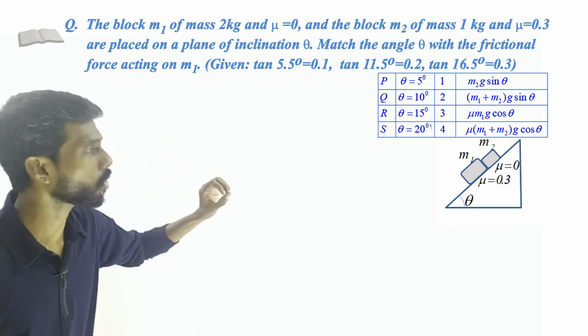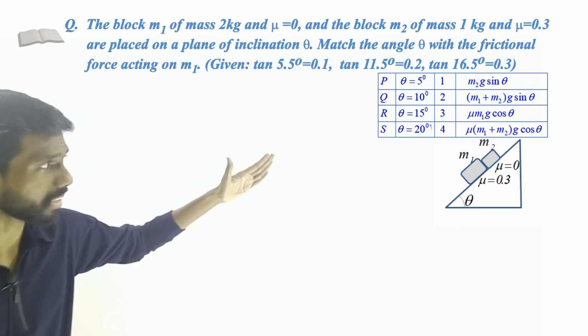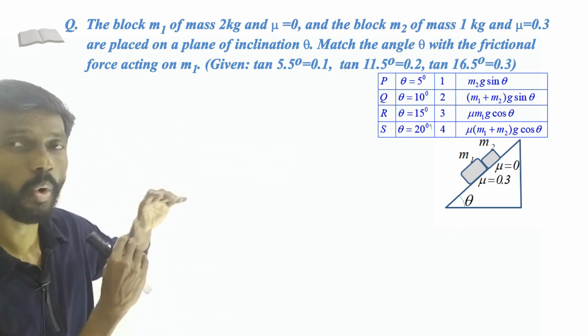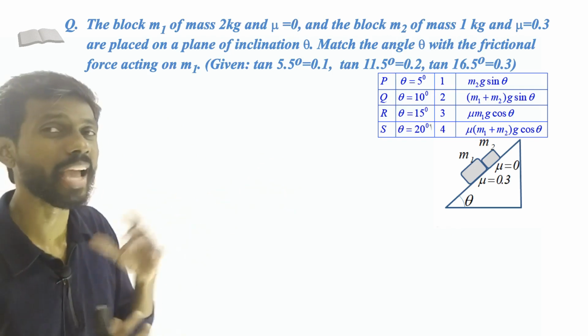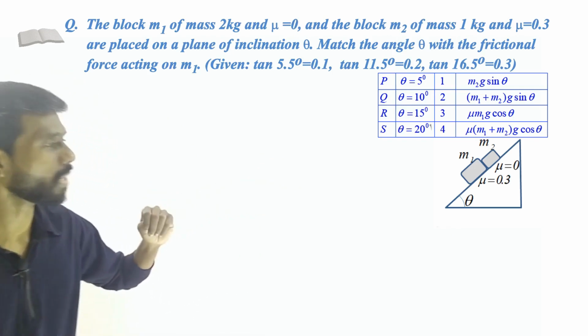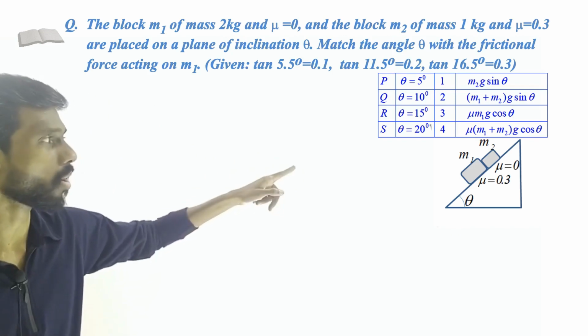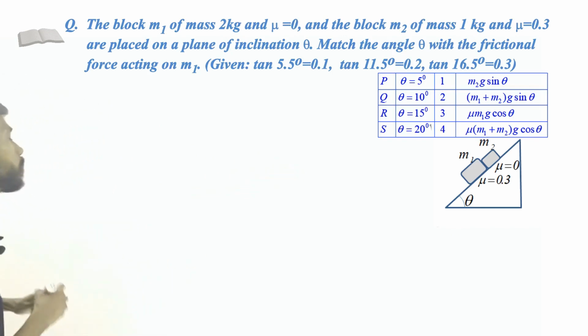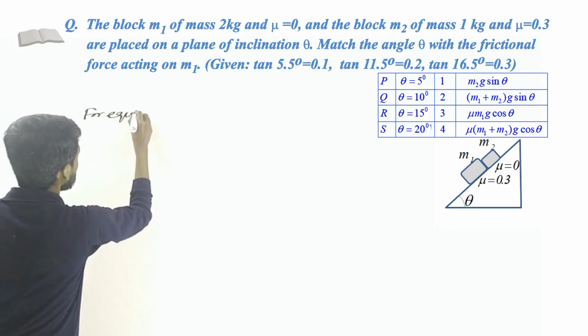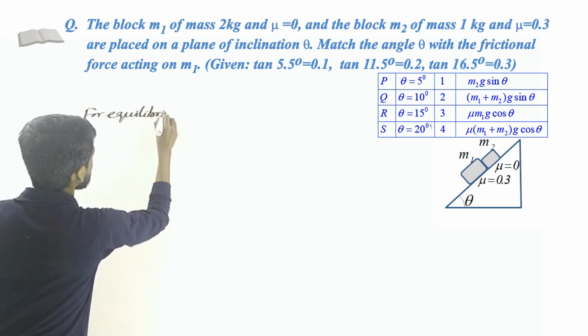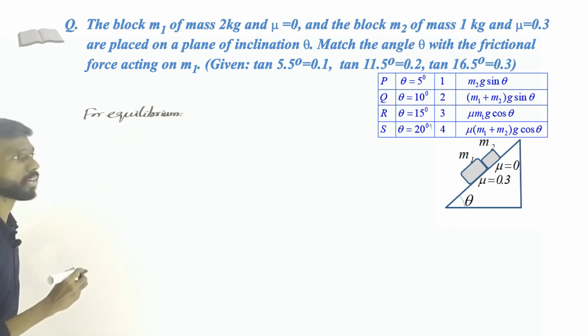Now what are the forces acting on the block M1? These two blocks will slide only when this angle theta is more than the angle of repose. Let us calculate that. What are the forces acting on the block M2? Let us do it one by one. For equilibrium, this system should be in equilibrium. So let us calculate for M2.